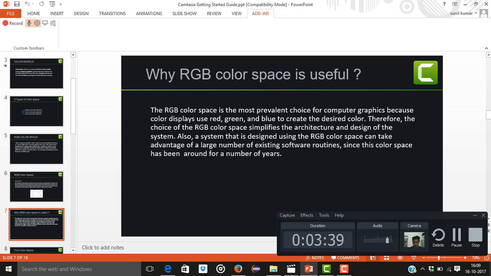Next, why is RGB color useful? RGB is the most prevalent choice for computer applications because color displays use red, green and blue to create a desired color. Therefore, the choice of RGB color space simplifies the architecture and design of the system. Also, a system designed using the RGB color space can take advantage of a large number of existing software routines, since the color space has been around for a number of years. In a CRT, they make use of the three colors.